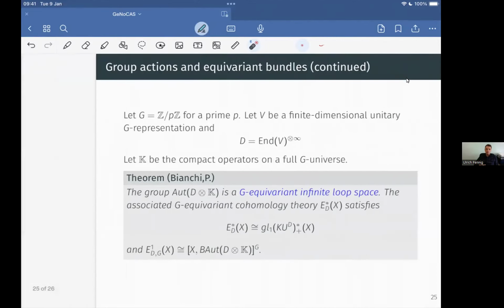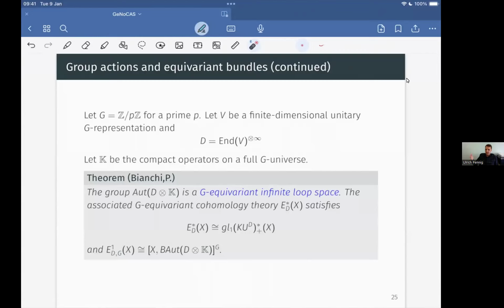And since equivariant stable homotopy theory is quite difficult, we just picked a setting that was easy to deal with. So we picked a very easy to handle group. We just picked Z mod PZ for a prime P, because that also doesn't have that many subgroups. So you can easily deal with that. And then we picked a finite dimensional unitary G representation and looked at the C-star algebra that you get from taking the endomorphisms and taking the infinite tensor power. So that's a UHF algebra on which this G acts now on each tensor factor. And notice that I'm not taking the equivariant endomorphisms here, I'm just taking all of the endomorphisms. And then I have the compact operators as well, and these also need a group action. And there I just pick all of the representations of G with infinite multiplicity. So I pick the compact operators on a full G universe.